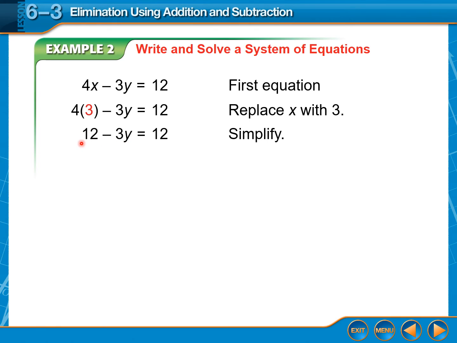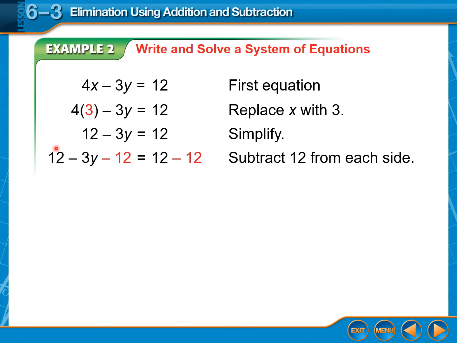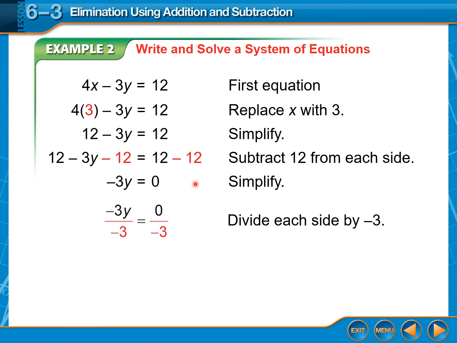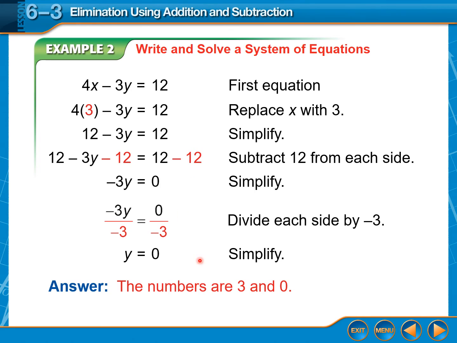And because we're looking for y, we're going to eliminate the 12 that's over here. So since this is a positive 12, we're going to be subtracting 12 from both sides. So 12 minus 3y, I take that 12 away, and on the other side, 12 minus 12. So once we simplify that, the 12s on the left cancel out. We're left with negative 3y, and 12 minus 12 on the right side is 0. And since negative 3y equals 0, if we divide both sides by negative 3, we're left with y is equal to 0. So our solution for our two numbers in both of those systems is for the first number to be 3 and the second number to be 0.